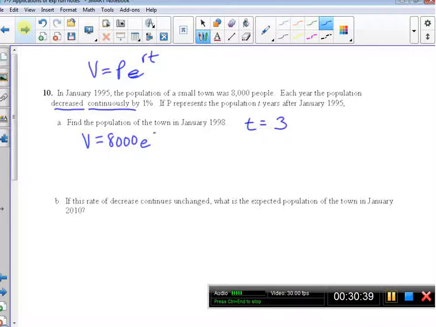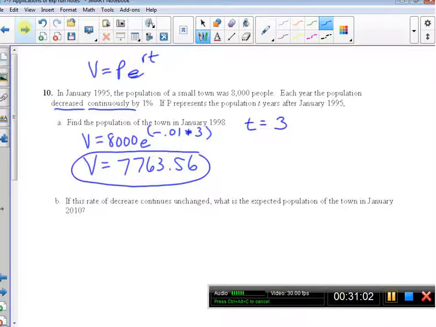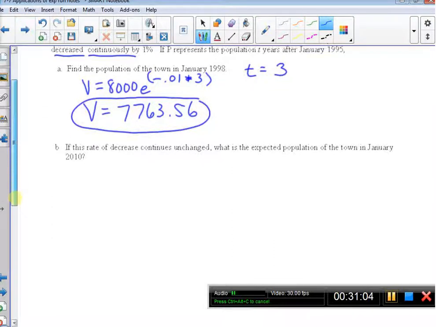It's going to be decreasing, so I'm going to use negative 0.01 times 3. So we want to do that multiplication first and then e to that power next, and you should get 7763.56. So it should be decreasing. If you used positive 0.01, it would have been increasing.